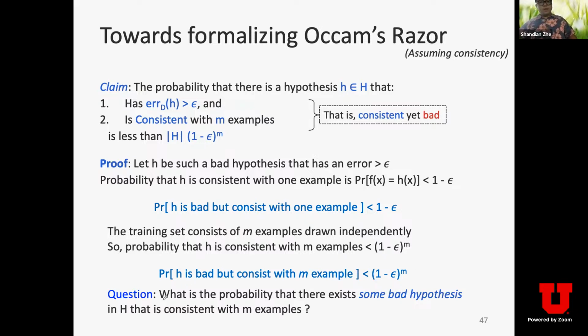So our question is, what is such a probability for the existence statement? What is the probability that there exists some bad hypothesis in H that is consistent with all M examples? So we can see the difference here. The first statement says, if H is in our hand, what's the probability that it is consistent with M examples? The second problem is that we want to talk about the probability that there exists some bad hypothesis that can correctly predict labels for the M training examples.